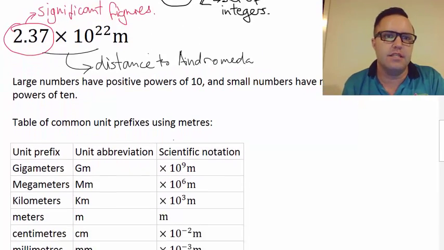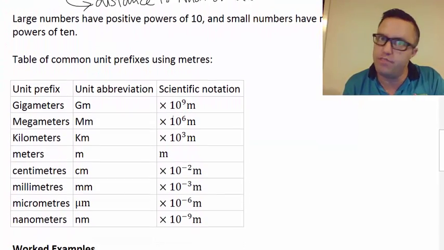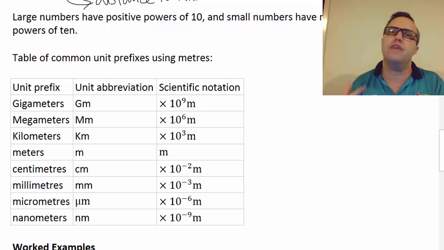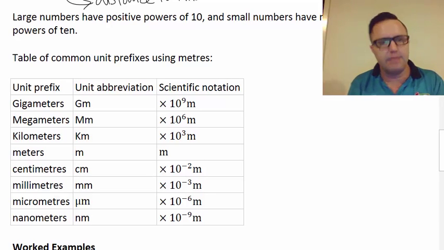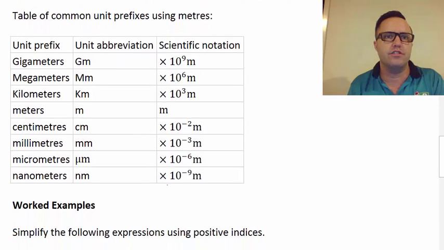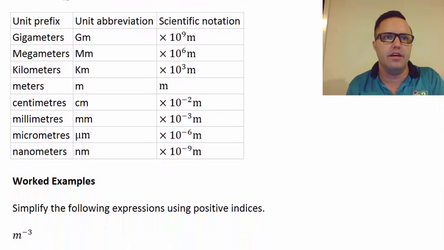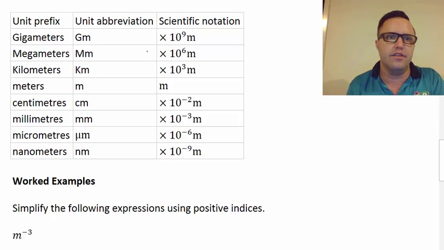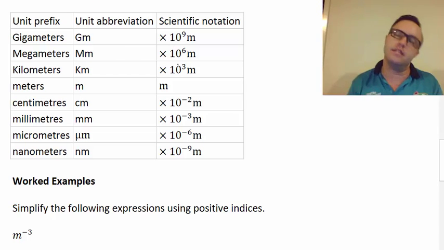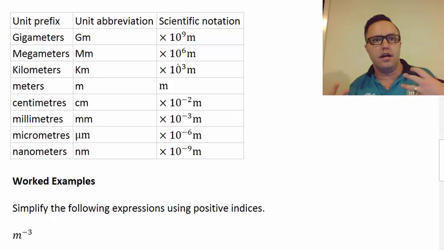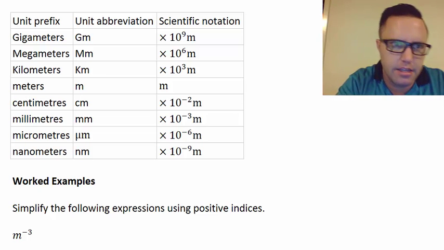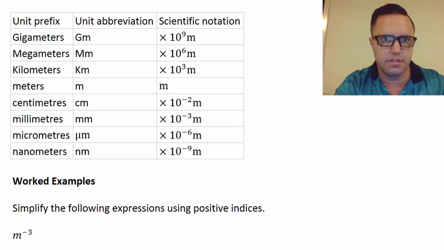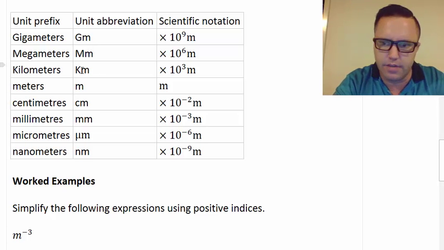Okay, now large numbers, so ones that are really big, have positive powers of 10, and small numbers have negative powers of 10. Sometimes you'll run into some common prefixes using meters. So we've got gigameters, being capital GM, and that's times 10 to the 9. Megameters is times 10 to the 6. Kilometers is not a capital K. Oops. That is a little k.